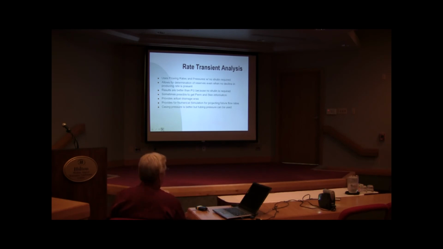Okay, we've already talked about DSTs. First, we talked about the pseudo-steady state or depletion analysis, which is the second type of well test. The rate transient analysis is the third. As I just briefly touched on, the only inputs required are your reservoir parameters, your porosity, water saturation, and initial pressure, and then you input the flowing rate and the corresponding pressures at that rate. No shut-in is required. It allows for determination of reserves even when there's no decline in producing rate.